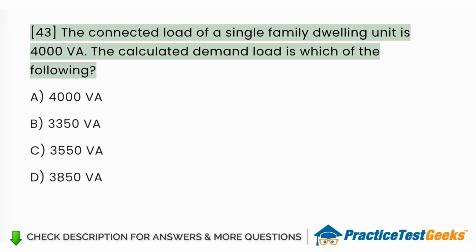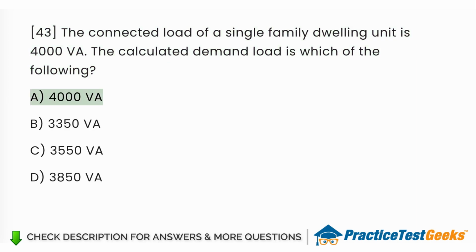The connected load of a single-family dwelling unit is 4,000 VA. The calculated demand load is which of the following? A. 4,000 VA. B. 3,350 VA. C. 3,550 VA. D. 3,850 VA.